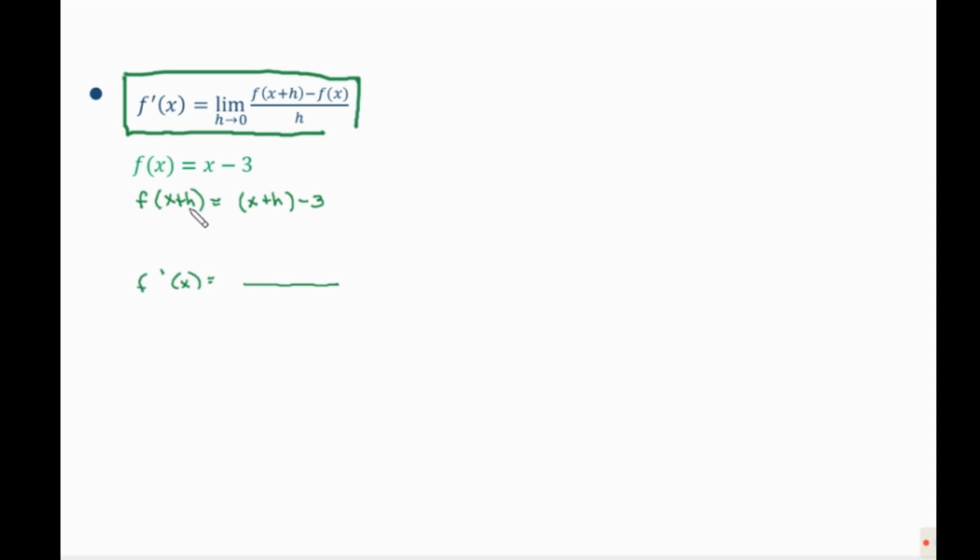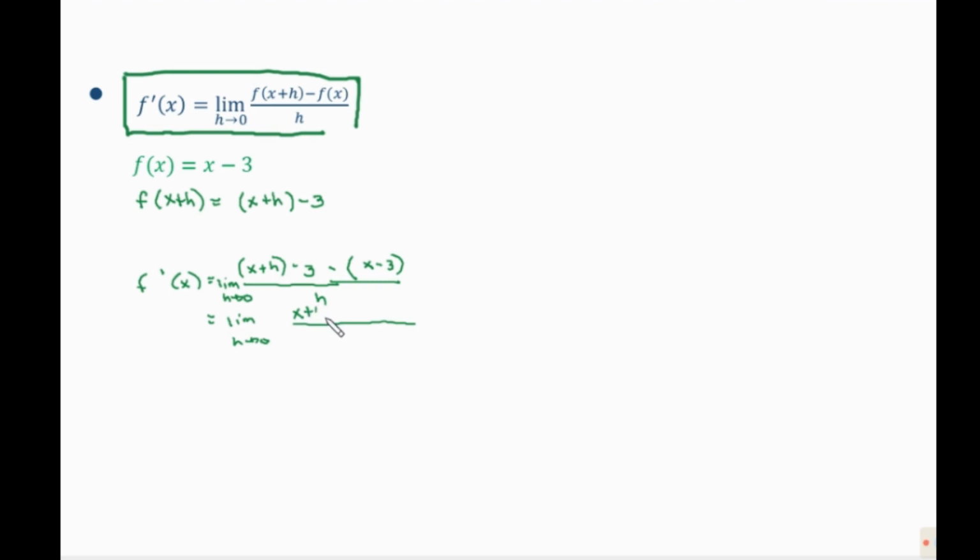We have the value of f of x plus h, x plus h minus 3, minus, be careful when dealing with the subtraction symbol. You always have to use grouping symbols. We have x minus 3 all over the value h. And don't forget that the limit as h approaches 0 should be written before our term here. So we have the limit as h approaches 0 of this function here. Let's simplify.